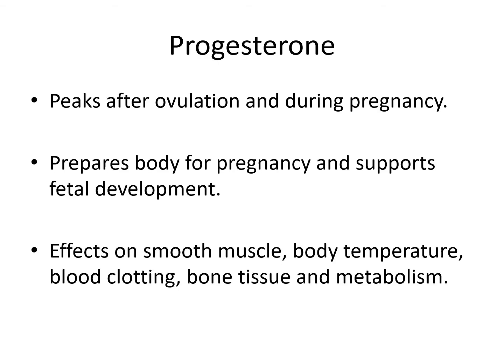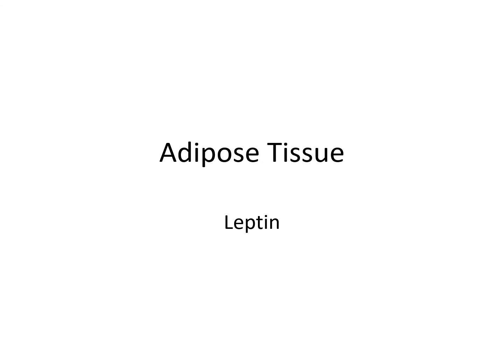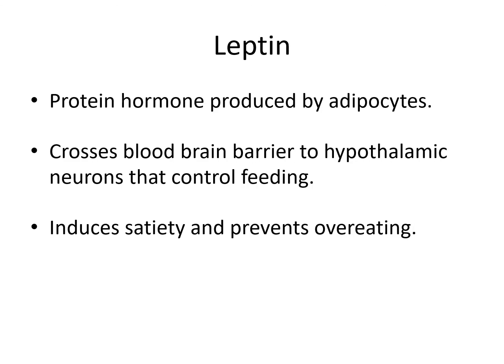Let's take a look at progesterone. Progesterone will peak after ovulation and during pregnancy, and it prepares the body for pregnancy and supports fetal development. It has other effects on smooth muscle, body temperature, blood clotting, bone tissue, and metabolism, so it has many other effects as well. Adipose tissue produces a hormone called leptin. Now, this is a protein hormone that can cross the blood-brain barrier to hypothalamic neurons that control feeding. And leptin will increase satiety, that tells us we're satisfied of eating, and prevents overeating.